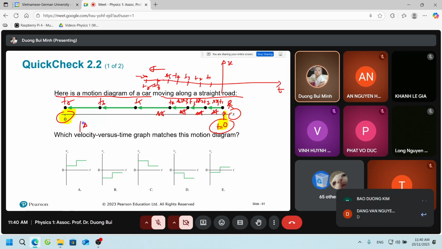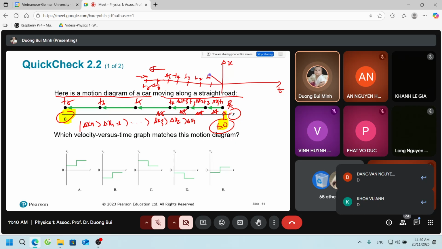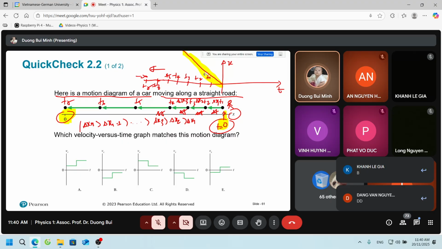So we have delta x n higher than delta x n minus 1, and so on, higher than delta x3, delta x2, and delta x1. So this is the linear curve of x with respect to times.